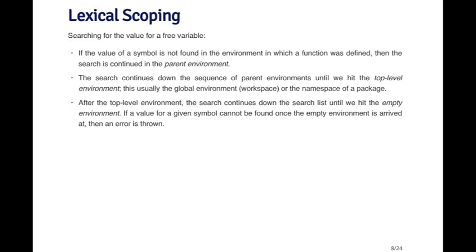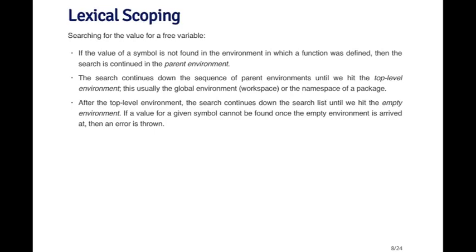Now, it's possible to define a function outside of the global environment. Generally speaking, a function will look for a value in the environment in which it was defined, and if it can't find it there, it's going to look in the parent environment. If it can't find it there, it will keep looking at the parent environment, and so on, until we hit what's called the top level environment. The top level environment is usually the global environment. However, if the function is defined in a package, then the top level environment is the namespace of that package.